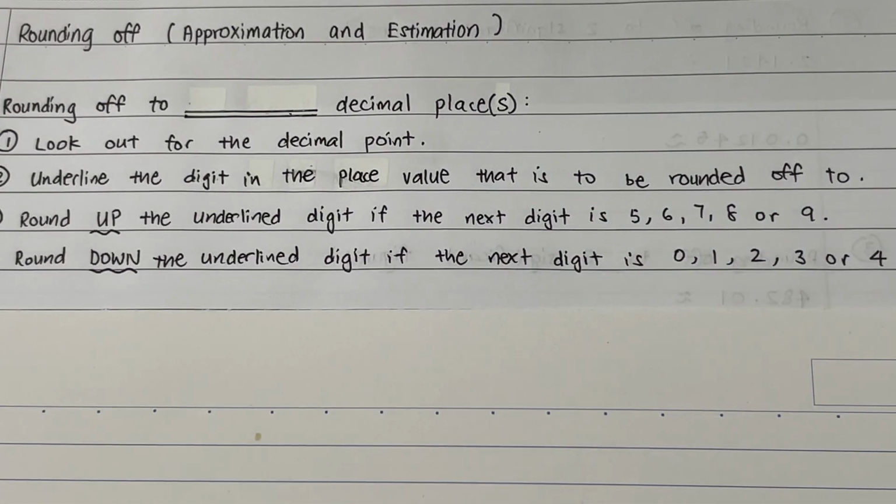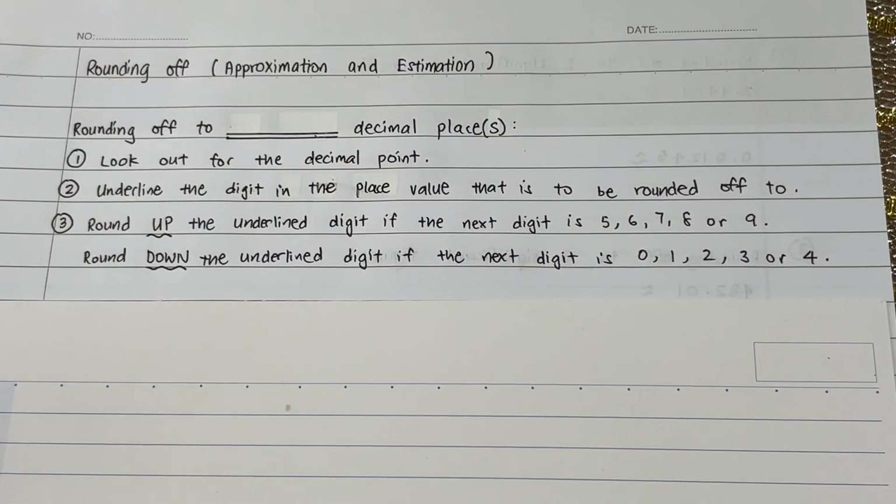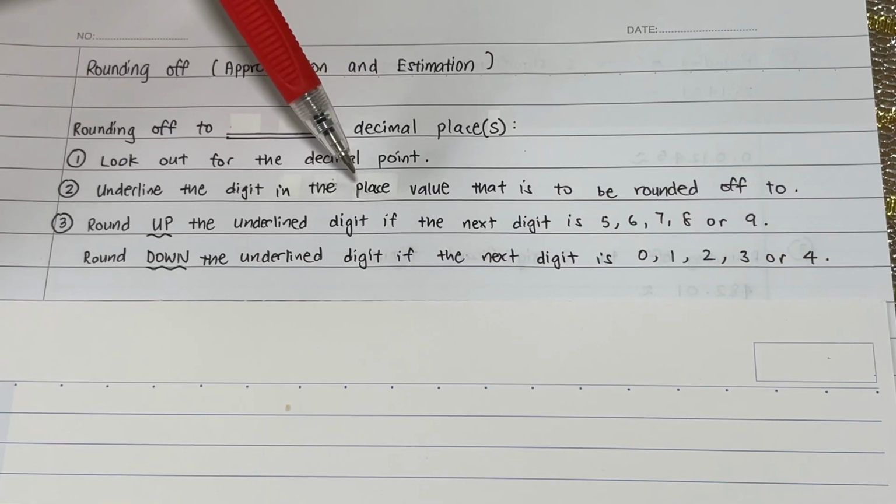Okay, so when we want to round off a certain number into, say, 1 decimal place, 2 decimal places, 3 decimal places, so on and so forth, we can follow the following rules to get us guided. So firstly, we will look out for the decimal point. The fact that it says decimal places, right? We look for the decimal point. Now, the next step is to underline the digit in the place value that is to be rounded off to. Let me explain that later with examples.